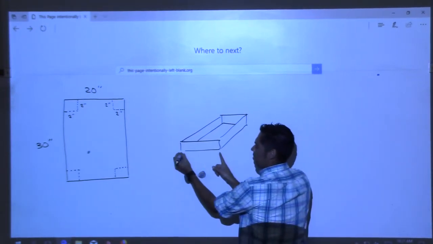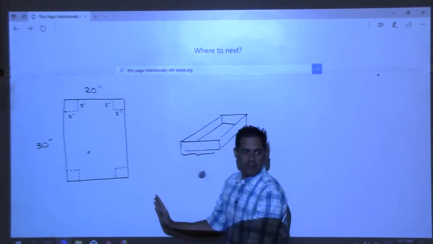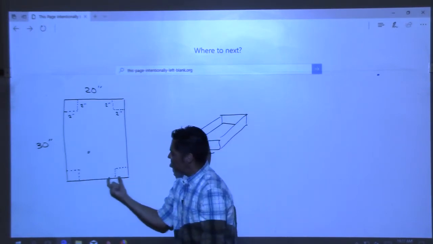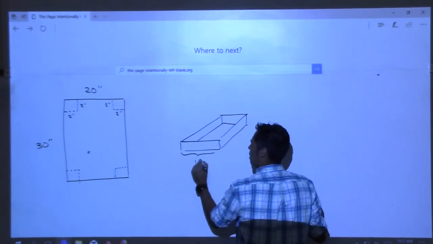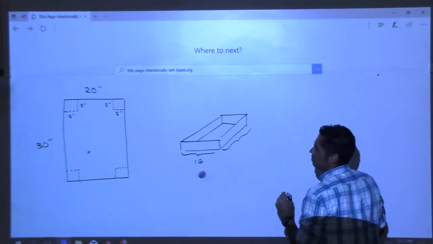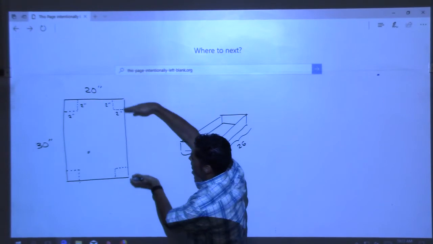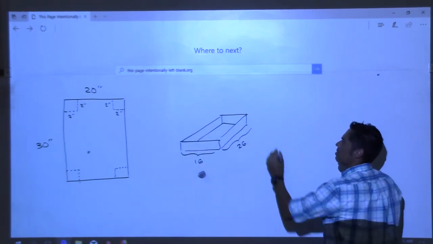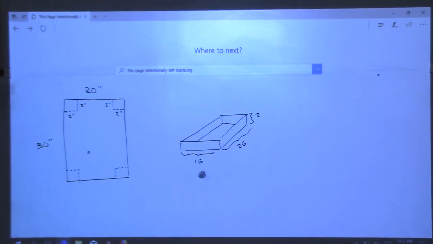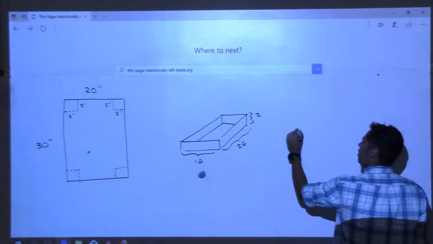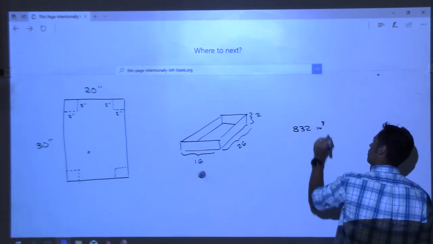How long is this side of the container, which corresponds to this one? 16 inches. How are you getting that? Take 4 from 20. Yeah, so you cut this off, you fold it up. So this is really the actual width of this. Now how long is this container? 26, because you cut off 2 and 2 from 30. And how tall is this container? 2 inches. So what is the volume of that container? 16 times 26 times 2. What is it? 832 cubic inches. So I'm going to put inches cubed. That's our volume.